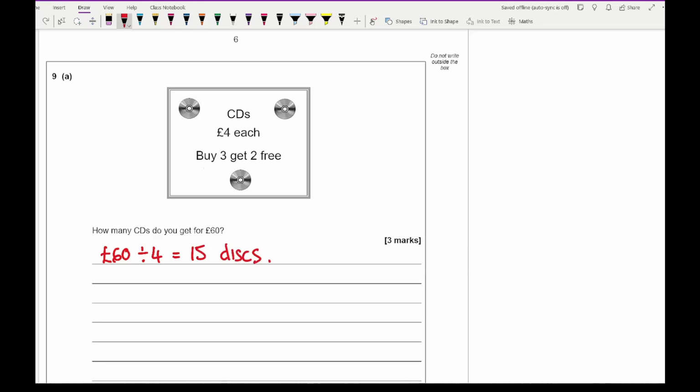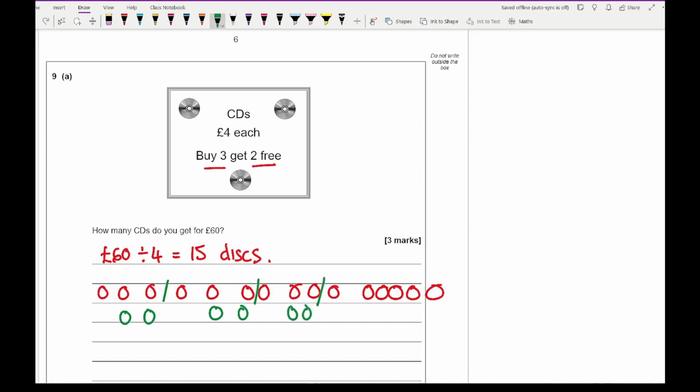Now for every 3 discs that we buy, we're going to get 2 free. So if I count up to 15, I've got 1, 2, 3, 4, 5, 1, 2, 3, 4, 5, 1, 2, 3, 4, 5. For every 3 CDs, I get 2 free. With those 3, I get 2 free, and the same for each group of 3, including the last 3.